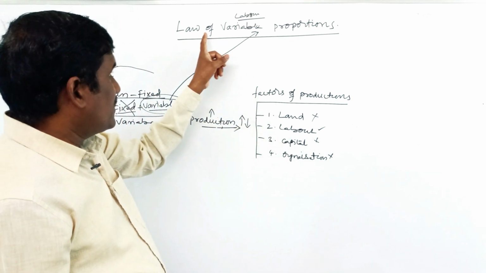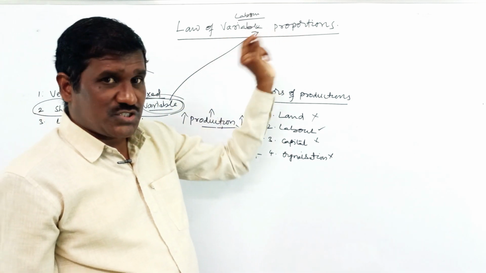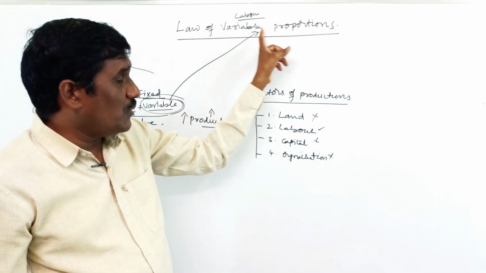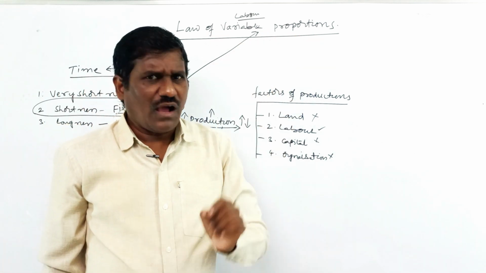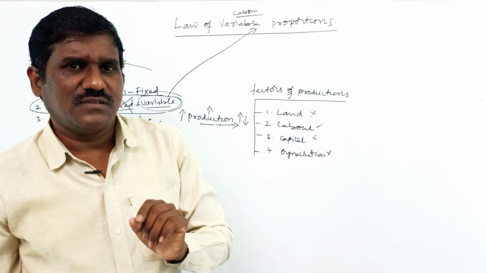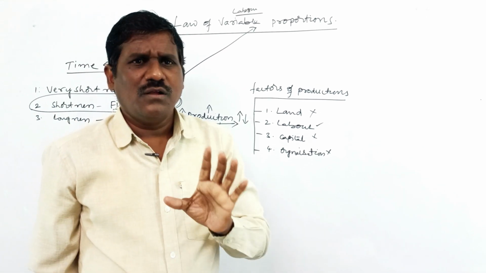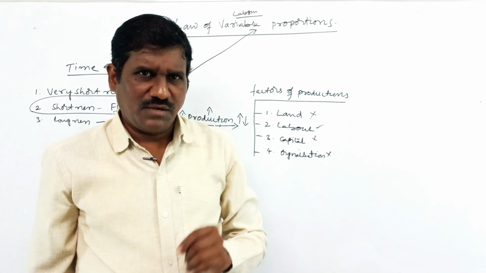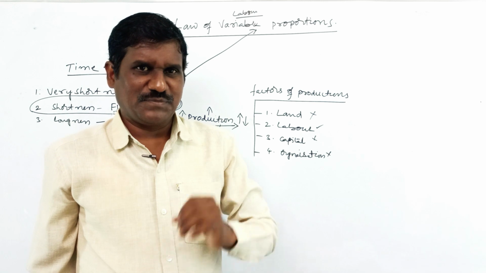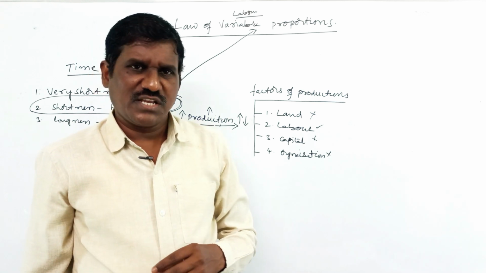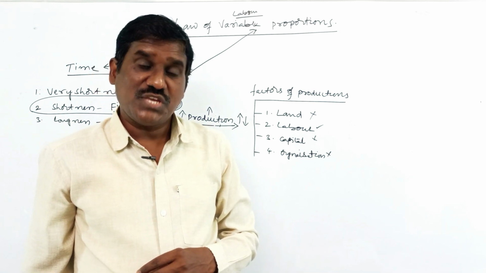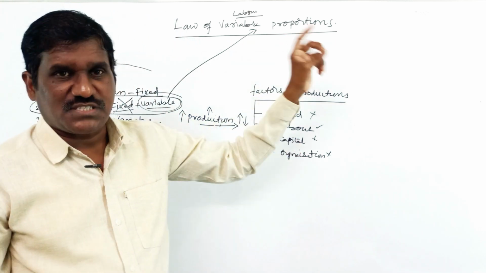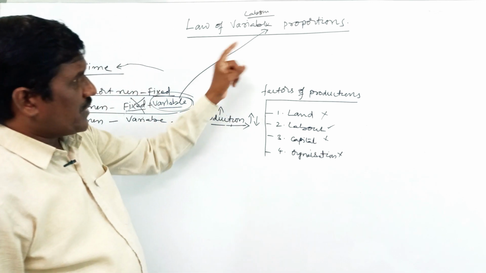So the law of variable proportions, we are using the variable factors, that's why this law is called variable proportions. The law of variable proportion was developed in the 19th century by Marshall and Ricardo, and later Stigler and Samuelson developed the law of variable proportions.